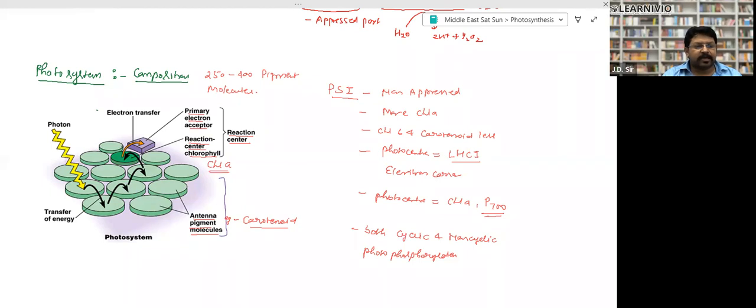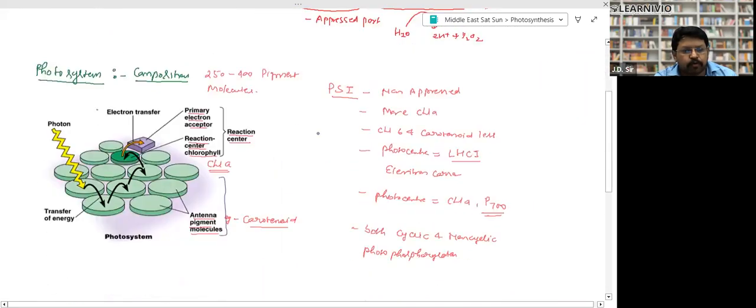Around this reaction center, there are a number of small molecules. They are called antenna pigments. They are basically made up of carotenoid. They capture the light photons, and as you can see in the diagram, finally they transfer their energy to the reaction center. When this reaction center collects the energy, it will give the energy further. That's how the photosystem works, right? These antenna pigments are made up of molecules like carotenoid, and the reaction center is made up of basically chlorophyll A molecule.